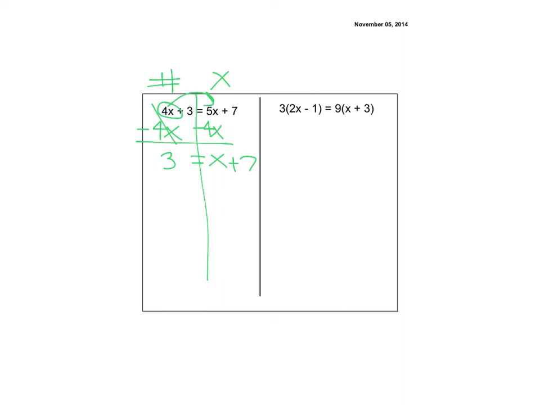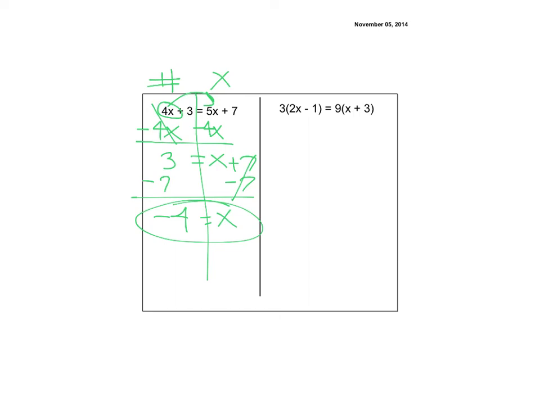So now what we're going to do is we're going to subtract that 7 over to the 3. That leaves us with our x all by itself on the right. So we have 3 minus 7 gives us negative 4. So our variable's by itself. It doesn't matter that it's on the right side, but it's all by itself over there.